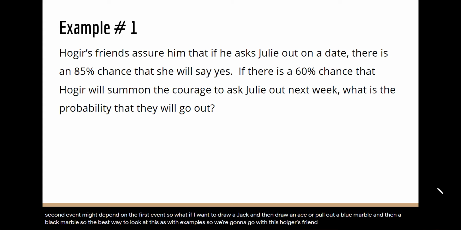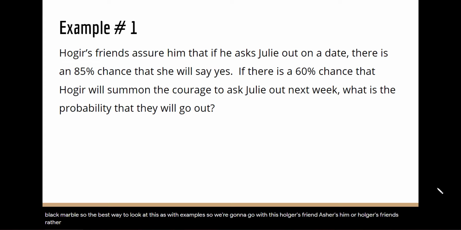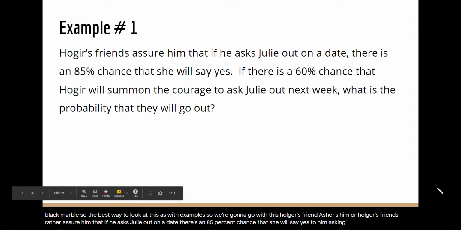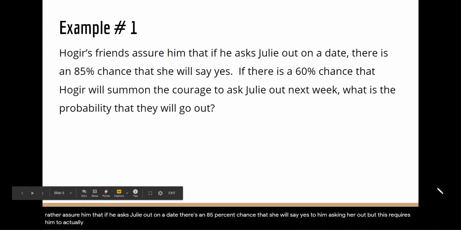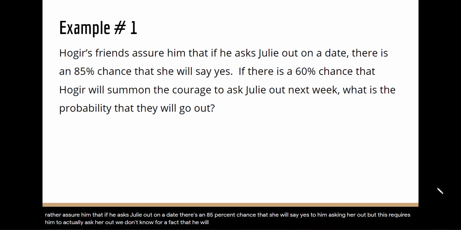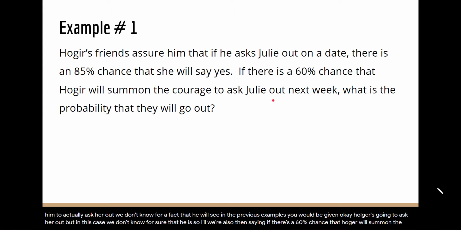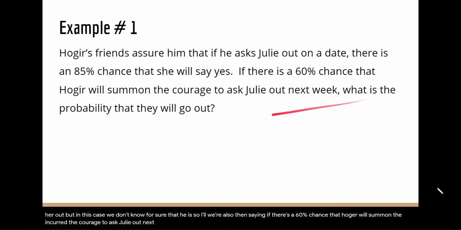Hoger's friends assure him that if he asks Julie out on a date, there's an 85% chance that she will say yes to him asking her out. But this requires him to actually ask her out. We don't know for a fact that he will. See, in the previous examples, you would be given, okay, Hoger's going to ask her out. But in this case, we don't know for sure that he is. So we're also then saying if there's a 60% chance that Hoger will summon the courage to ask Julie out next week, what is the probability they will actually go out?